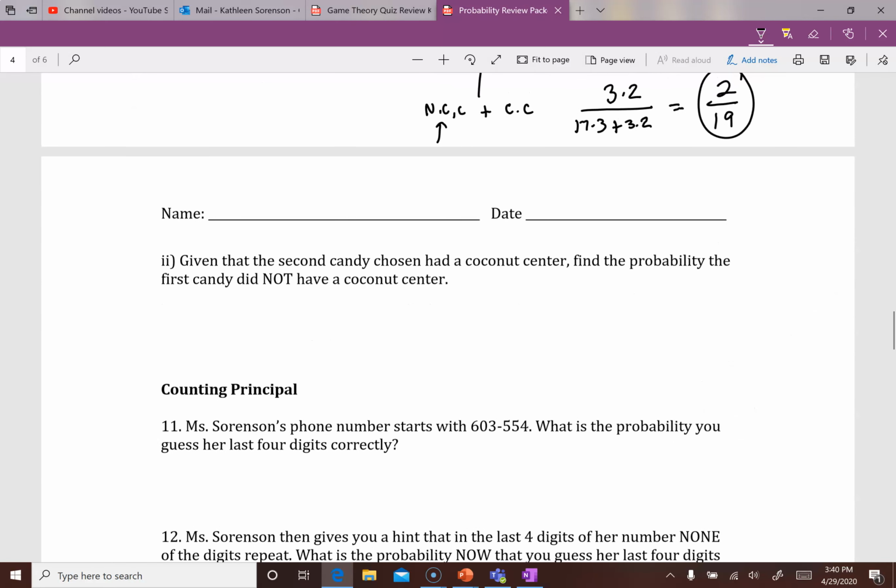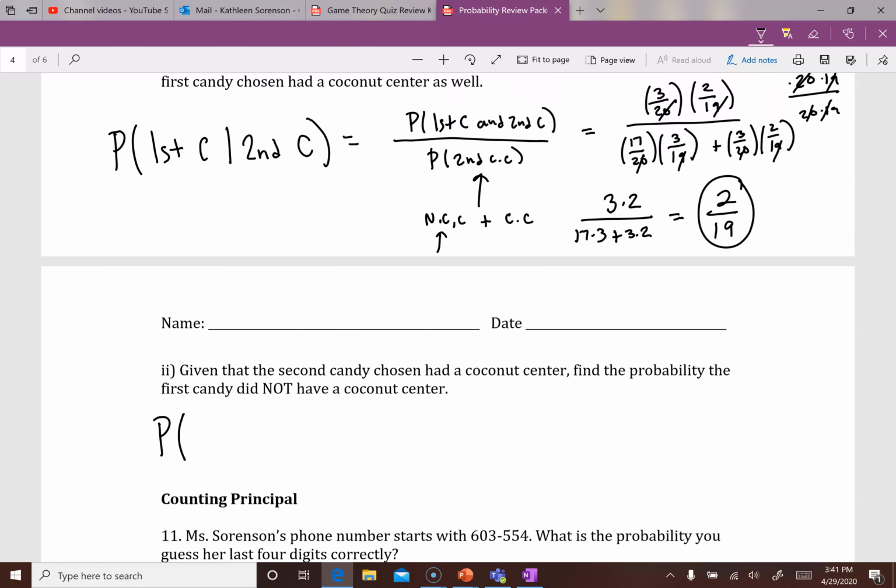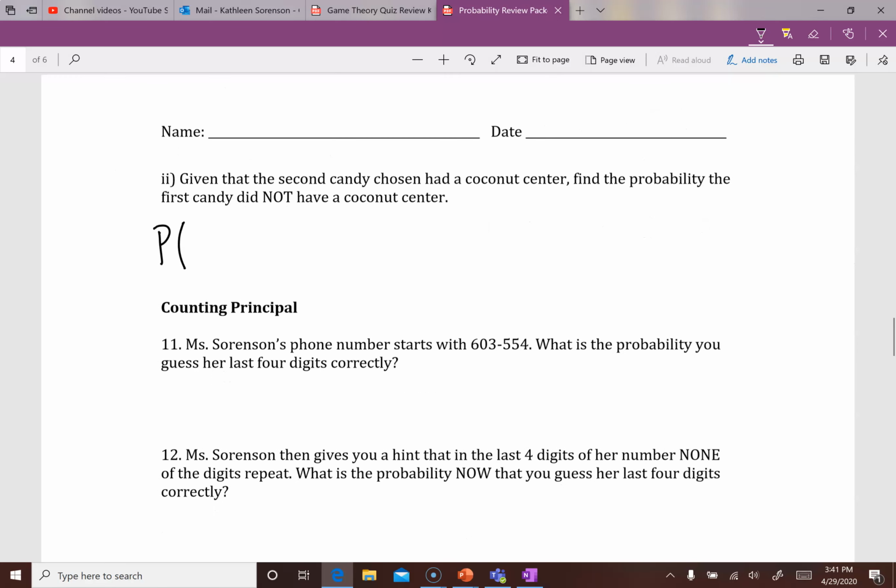Sweet. All right, let's try another one here. Given that the second candy chosen had a coconut center, find the probability the first candy did not have a coconut center. So that's going to be the probability of, now that I'm thinking about it, we really found that this one here was 2 out of 19. And so this is actually 1 minus the probability of this thing happening. So our actual answer here is going to be 17 out of 19 because we know it should add up to 1. But let's do this the long way anyway.